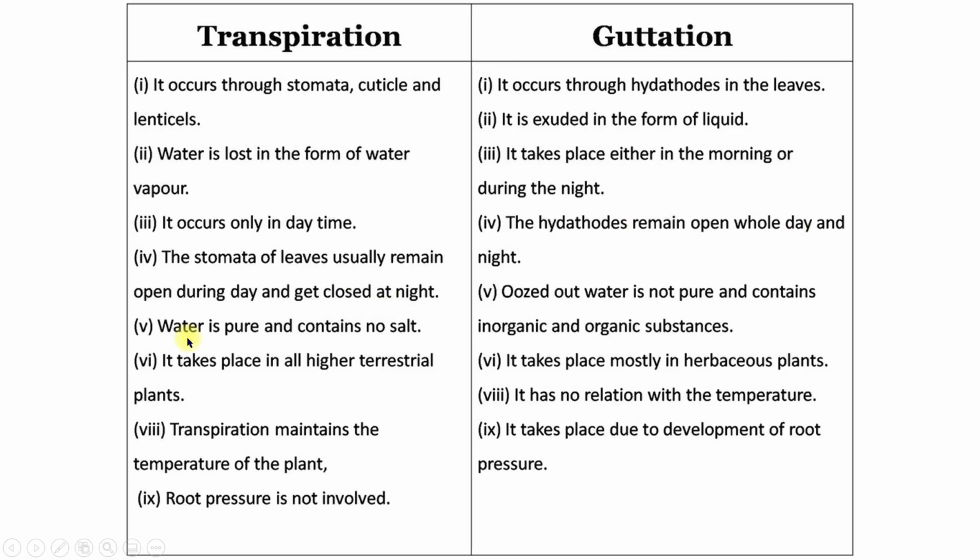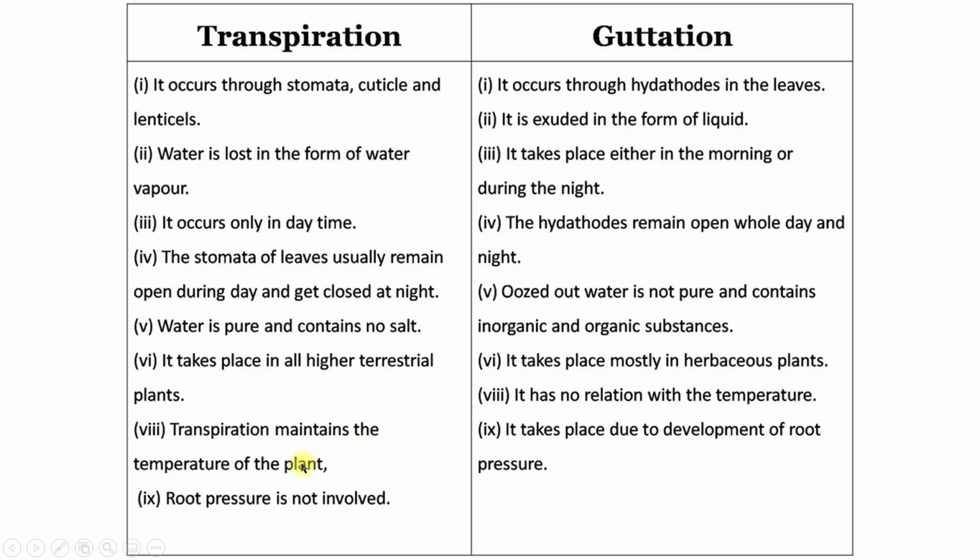In transpiration, water is pure and contains no salt, whereas in guttation the water that oozes out is not pure and contains inorganic and organic substances. Transpiration takes place in all higher terrestrial plants, whereas guttation takes place mostly in herbaceous plants.